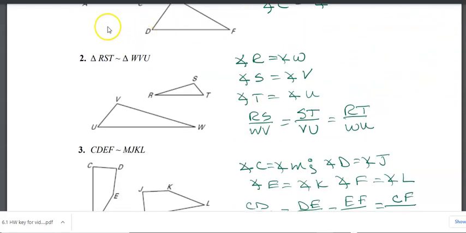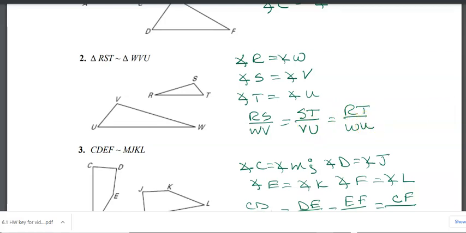Same idea there. Use your similarity statement. First angle equals first angle, just like second angle equals second angle, and third angle equals third angle. The first two letters are a side in proportion to the first two letters of the second shape. The second two letters are in proportion to the second two letters, and first and last over first and last.